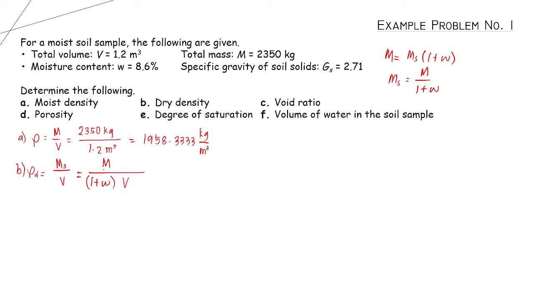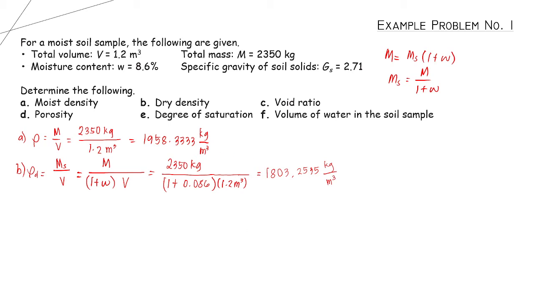Total volume V. And again, your moisture content should be in terms of decimal, not in percentage. So this is equal to 2,350 kilograms all over 1 plus 0.086 times the volume in cubic meters. So you will get 1,803.2535 kilograms per cubic meter.